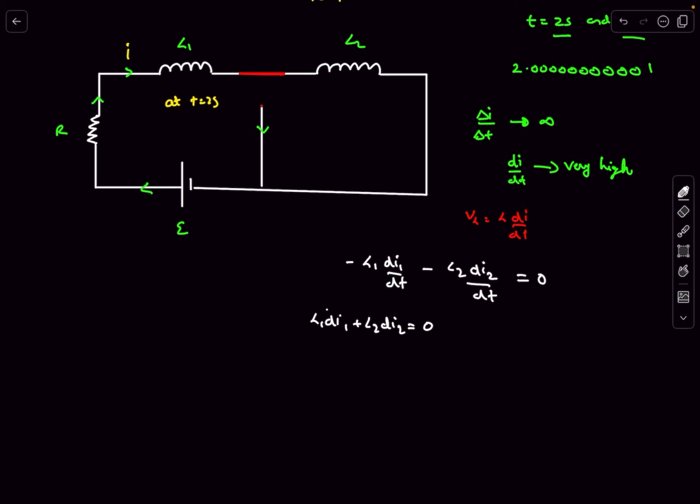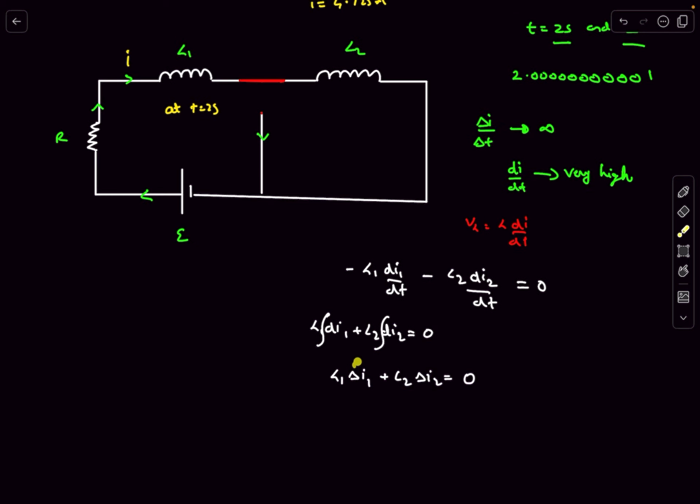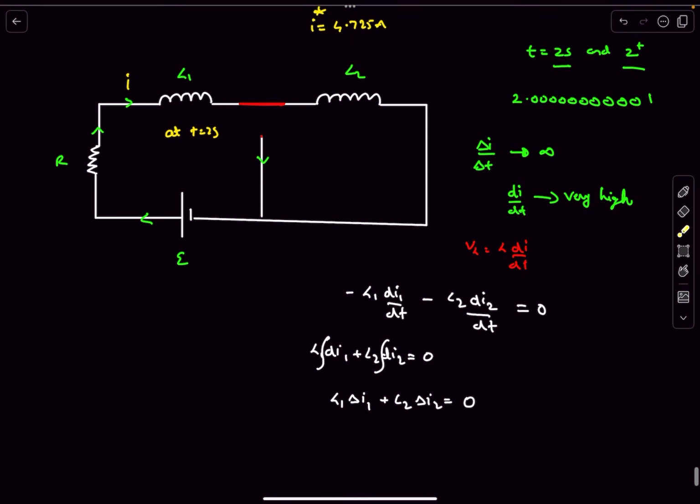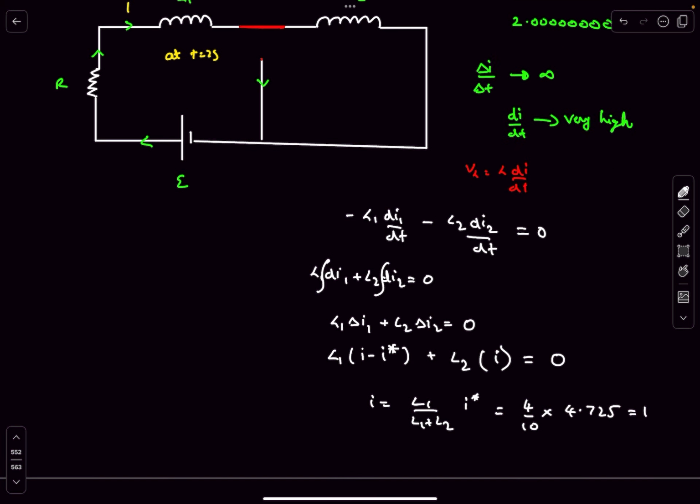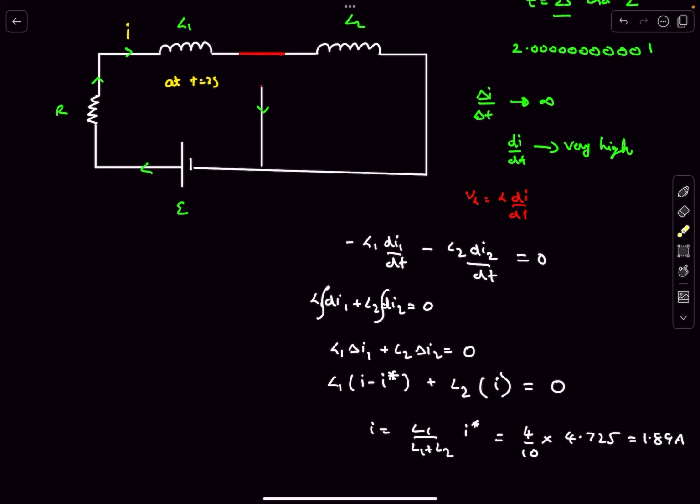Okay, so now let's integrate this expression. So what we end up with is L1 delta I1 plus L2 delta I2 equals 0. So delta I1 is basically the change in current in inductor L1. Initially it was I star, and right after switching it became I. So this is going to be I minus I star. And for the inductor 2, the change in current, initially it was 0 and finally it is I. So this is simply going to be I. And this should add up to 0. And once you solve this equation, you'll get the answer as 1.89 amperes. So yeah, that was this question.